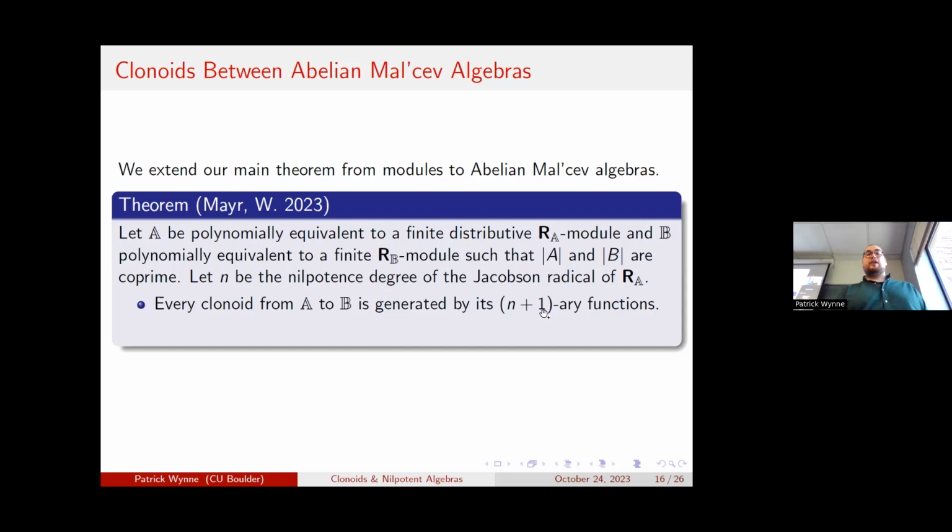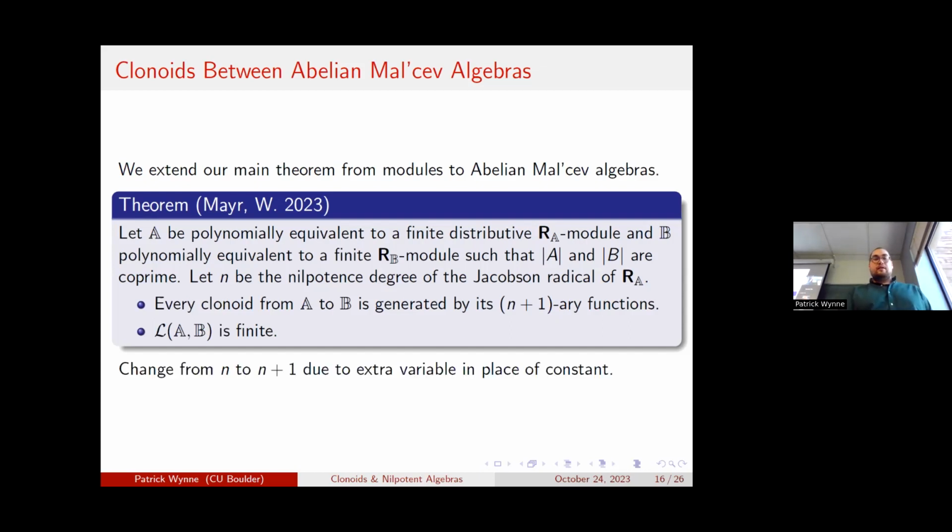So we pay a little price here. We have an n+1 instead of an n. And the lattice of clonoids from A to B is still finite. This change from n to n+1 is essentially because we have to make up for the lack of a constant with an extra variable or an extra projection.